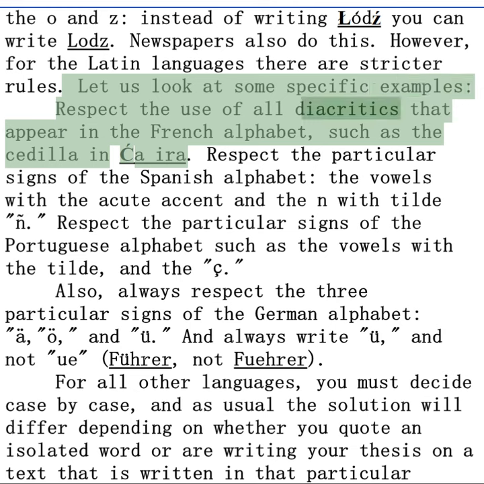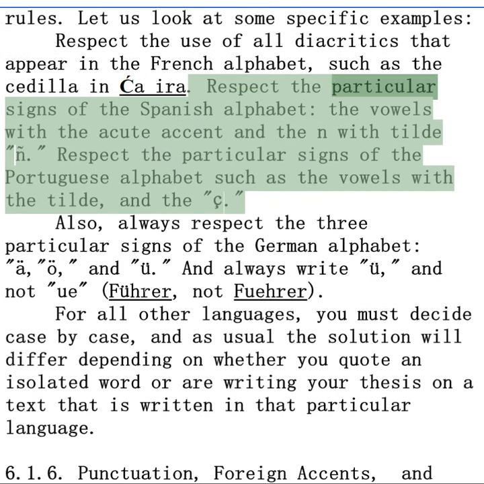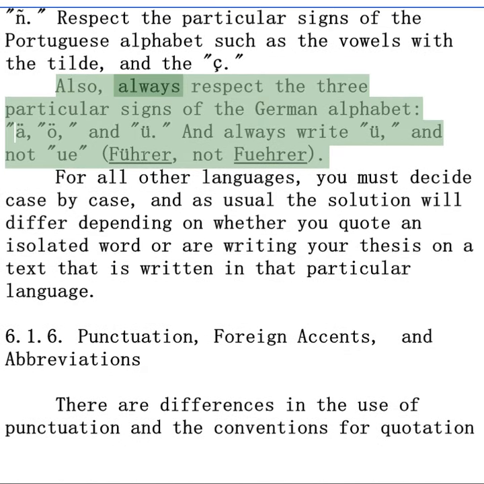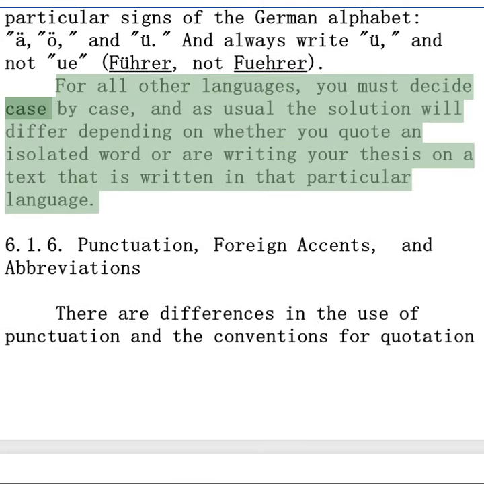Respect the use of all diacritics that appear in the French alphabet, such as the cedilla in "ça". Respect the particular signs of the Spanish alphabet, the vowels with the acute accent and the N with tilde. Respect the particular signs of the Portuguese alphabet such as the vowels with the tilde and the C with cedilla. Also, always respect the 3 particular signs of the German alphabet, Ä, Ö, and Ü. And always write Ü, and not UE. For all other languages, you must decide case by case, and as usual the solution will differ depending on whether you quote an isolated word or are writing your thesis on a text that is written in that particular language.